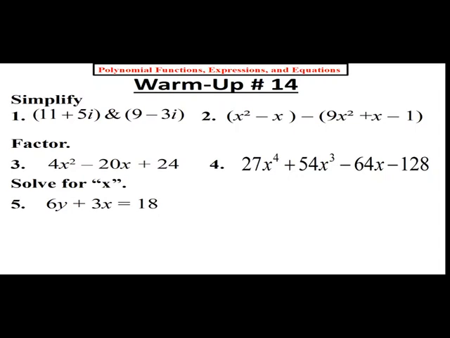Numbers 3 and 4 say factor. Number 3 reads 4x squared minus 20x plus 24. And number 4 reads 27x to the 4th plus 54x cubed minus 64x minus 128. And number 5 says solve for x. Number 5 reads 6y plus 3x equals 18.